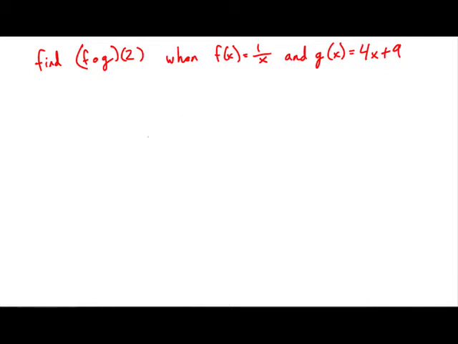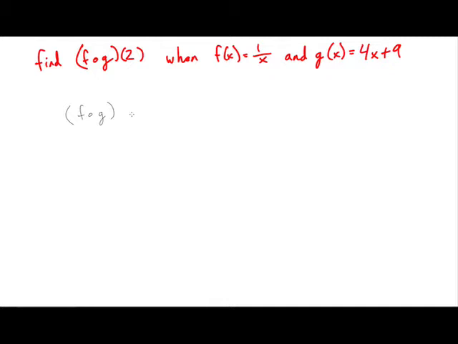Alright, so for this video, we are working on composition of functions. So we have this problem: find f of g of 2 when f of x is equal to 1 over x and g of x is equal to 4x plus 9. So first let's talk about what this f of g, or f∘g, means.